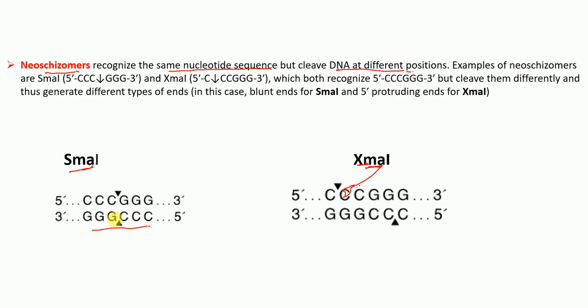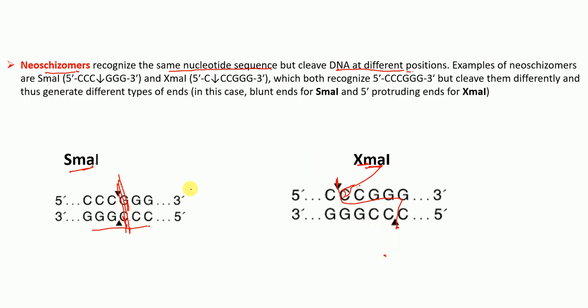But if you look carefully, they are cutting at different locations. SMA1 is cutting here and generating blunt ends, cutting here and generating blunt ends. Whereas XMA1 is cutting here and then here, right? So it is generating sticky ends.